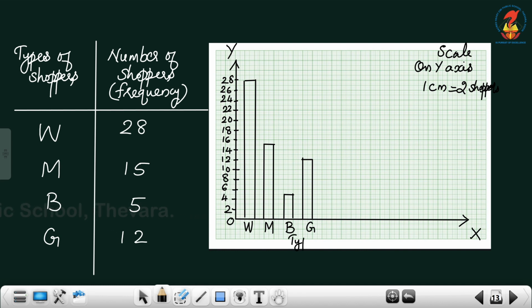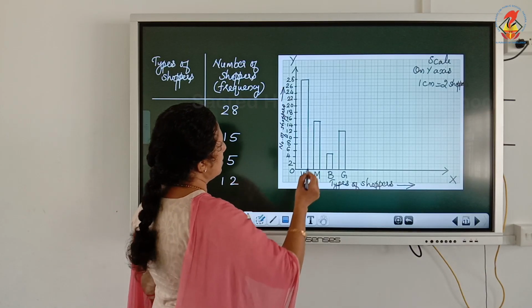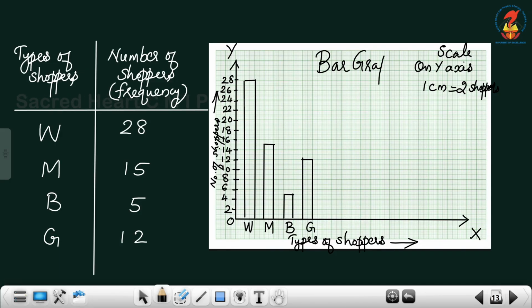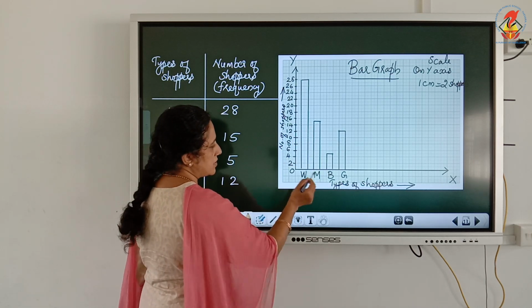So types of shoppers is marked along the x-axis, and number of shoppers is marked along the y-axis. And this type of graph we can call the bar graph. Bar graph. So if you want, you can shade the bars.